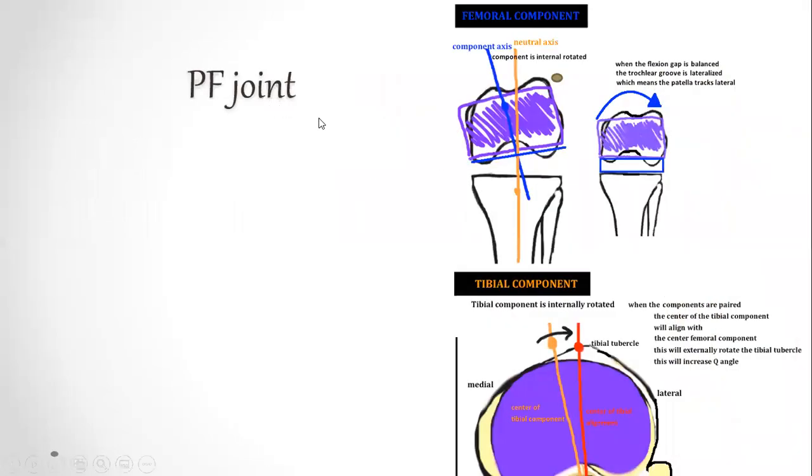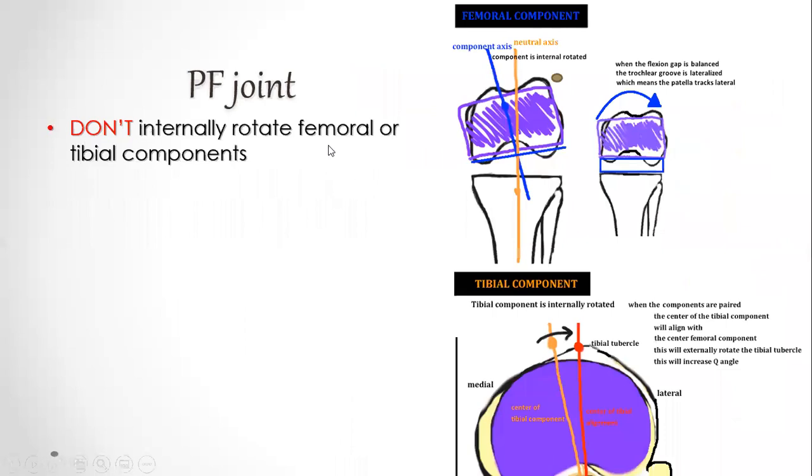So the patellofemoral joint, what affects it? First of all is the internal rotation, which we say don't do it. External rotation of the femoral component. You see that with internal rotation of the femoral component, this point is the location of the patella, it will be subluxed. So don't internally rotate the femur and the tibial component as well.